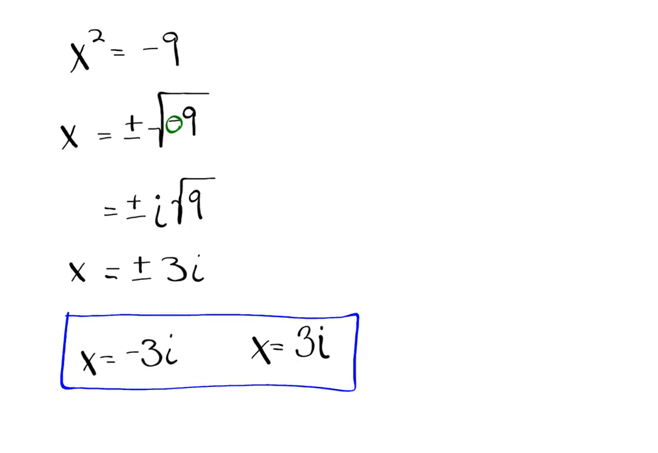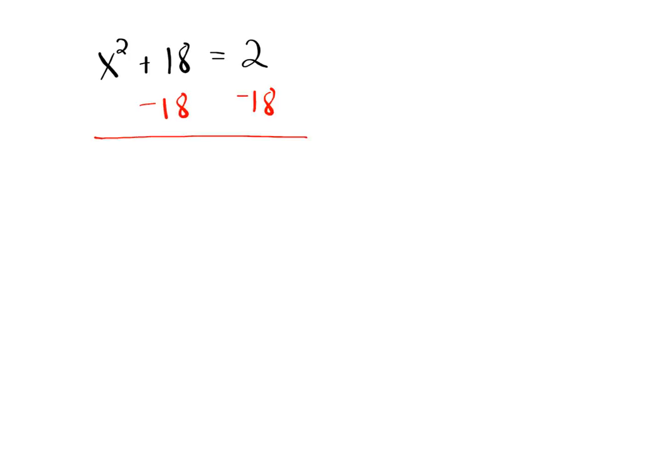Now, the whole idea here, guys, is to get the squared thing by itself. So if I had a problem that looked like, I don't know, maybe x squared plus 18 equals, I don't know, 2. That's a good number. I don't have the x squared by itself. I want the x squared by itself so that I can use the square root property. So I'm going to subtract 18 from both sides. Now I have x squared is equal to negative 16.